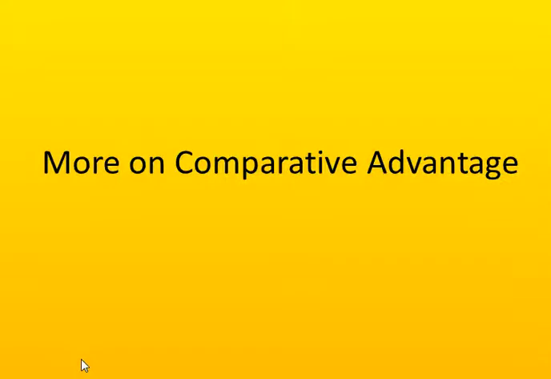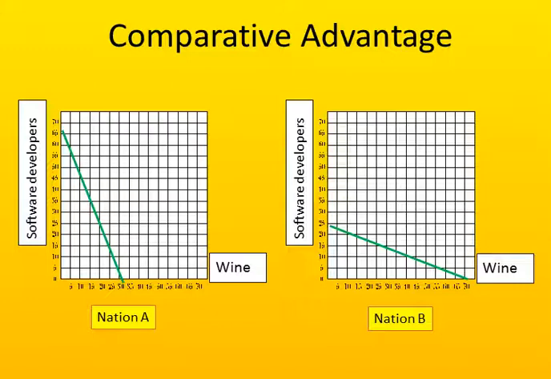Hello, this short little clip is going to take us into a little bit more understanding of comparative advantage. Now here we've got two countries, Nation A and Nation B, both of which can produce software programs and/or wine. For the sake of argument, what we have here are the individual production possibilities curves for each of these nations. Notice that Nation A has a pretty steep line for their software development, and Nation B has a more flat line in their production possibilities curve.